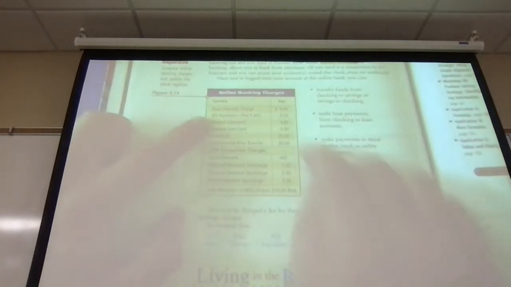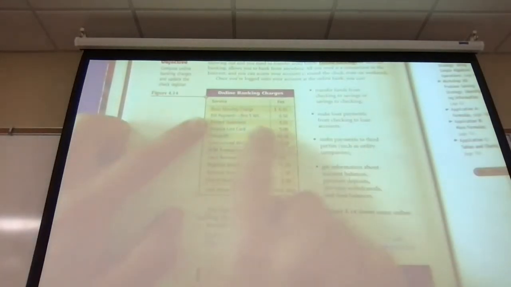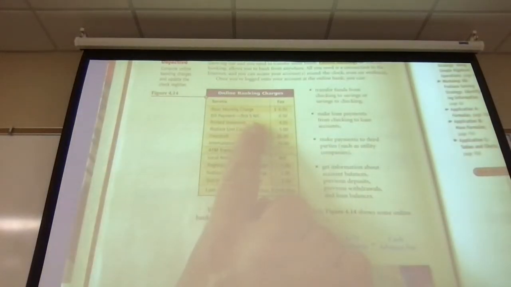So the first thing they will do is they give you this little chart with all the charges for your online banking. As you look at the charges, they've got a basic monthly charge of $6.95. If you have a bill payment, they're going to charge you 50 cents for that. Now this part right here, it says the first 5 NC. That means there's no charge for the first 5.